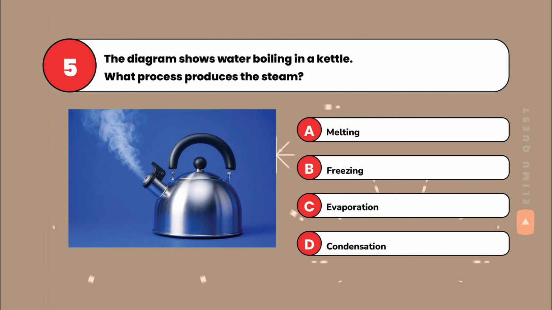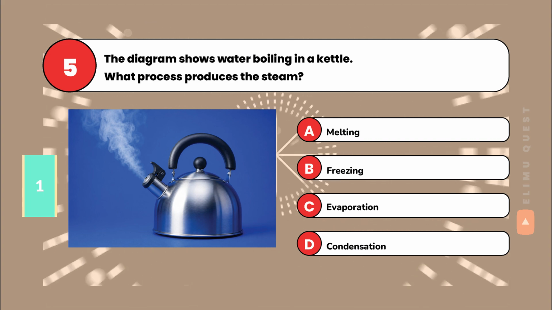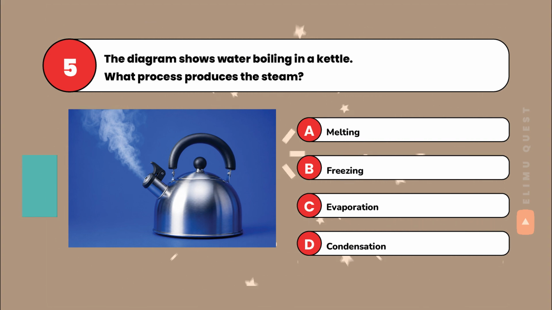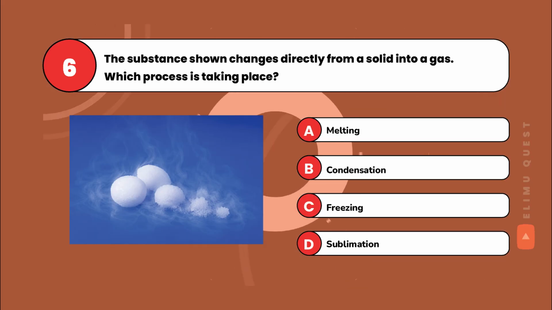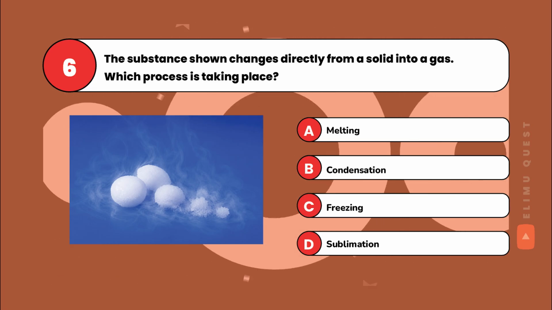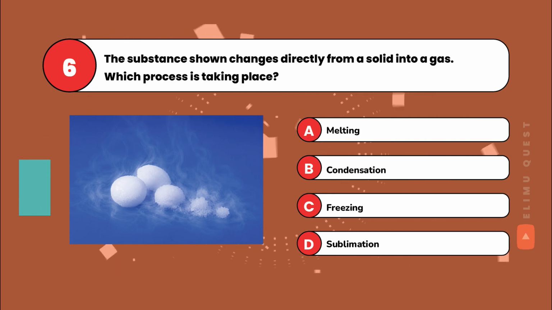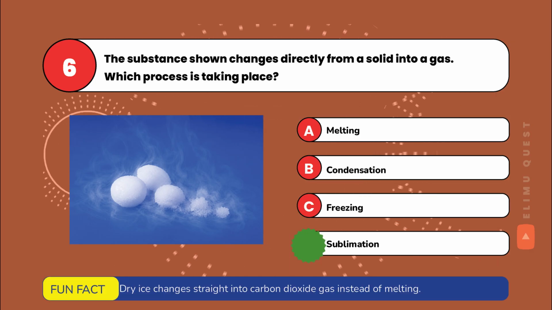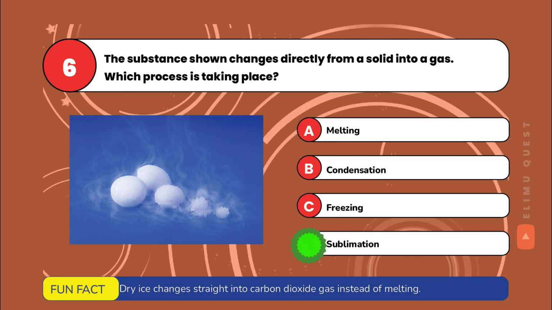The diagram shows water boiling in a kettle. What process produces the steam? Heat changes liquid water into water vapor. The substance shown changes directly from a solid into a gas. Which process is taking place? During sublimation, a solid changes directly into a gas without first becoming a liquid.